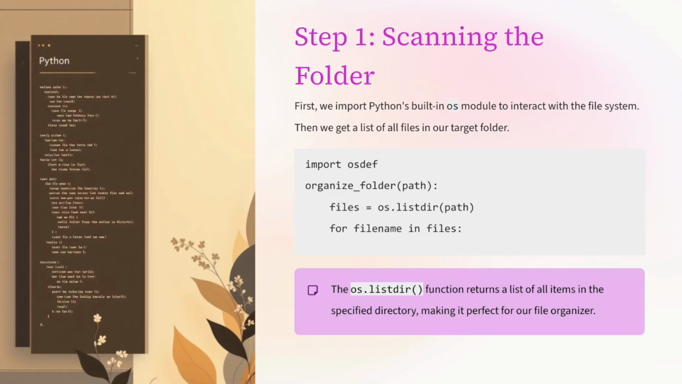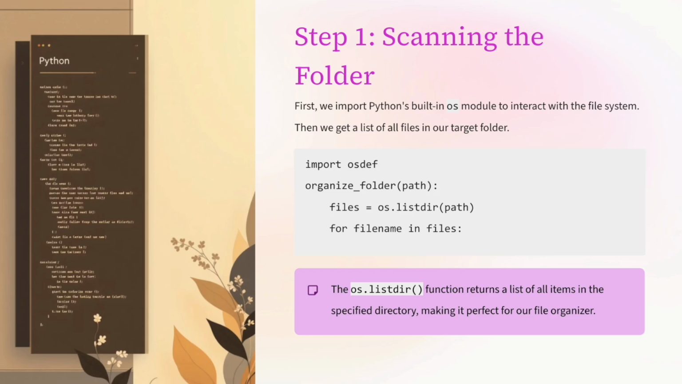Next up, how do we scan the folder? Let's look at the next slide. Here you can see we import the OS module. It's Python's way of talking to your operating system. The code gets the folder path from the user and then calls os.listdir(path). This one command gives us a Python list containing every single item in that folder. After that, you can see we start a for loop to process each file name in that list, one by one.